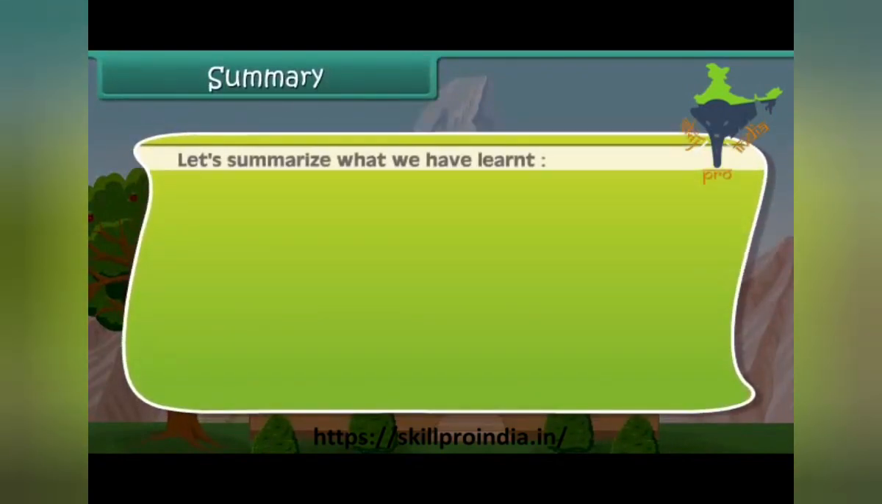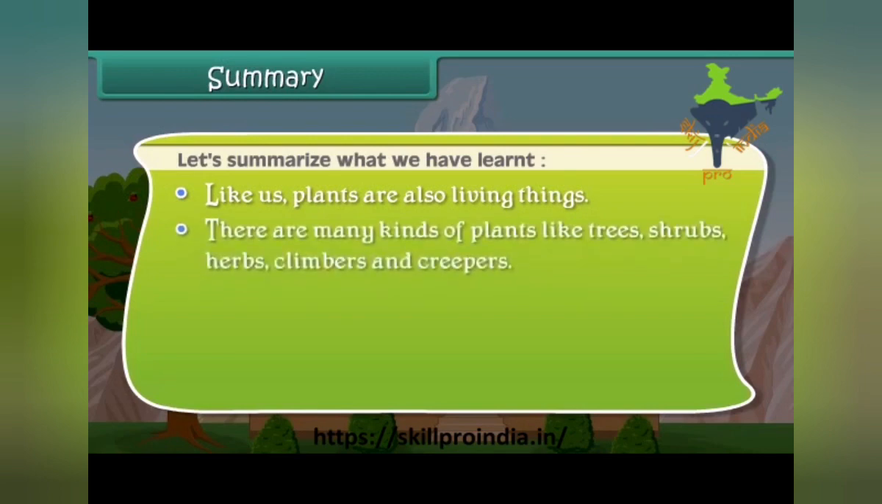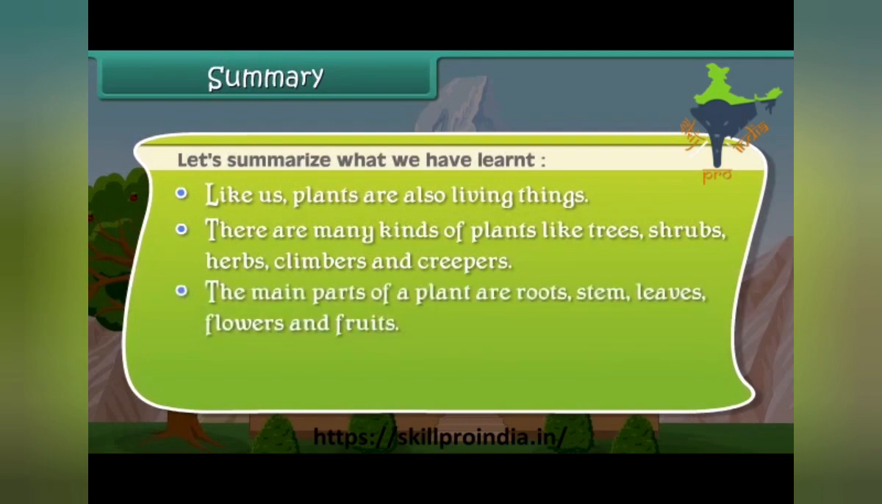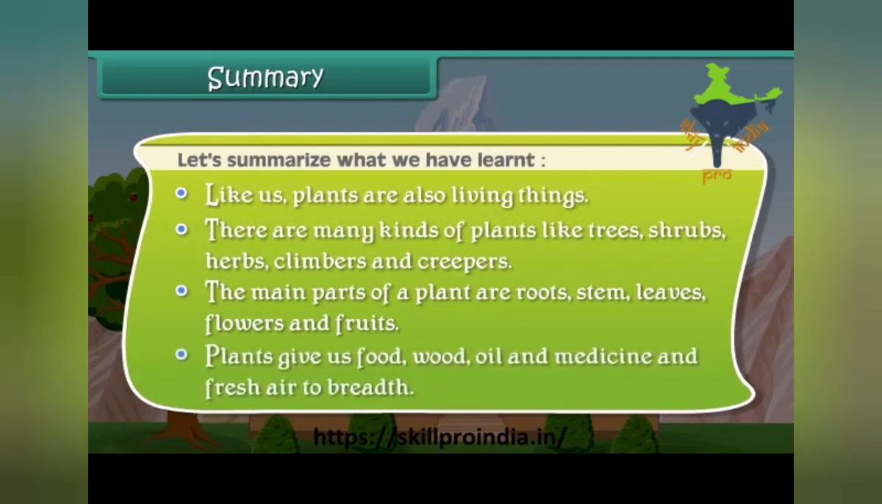Now friends, let us summarize what we have learned so far. Like us, plants are also living things. There are many kinds of plants like trees, shrubs, herbs, climbers and creepers. The main parts of a plant are roots, stem, leaves, flowers and fruits. Plants give us food, wood, oil, medicine and fresh air to breathe.